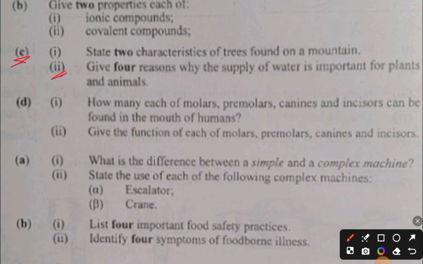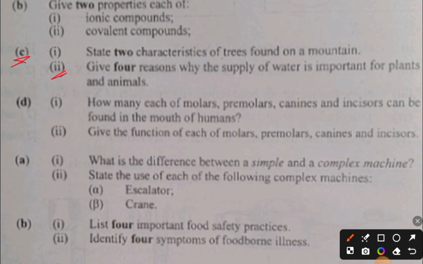So what do plants and animals use water for? Alright, so animals need water to stay hydrated and healthy. Water helps animals to regulate their body temperature. Water is crucial for digestion and nutrient absorption in animals. And then water is also essential for cells to function properly.